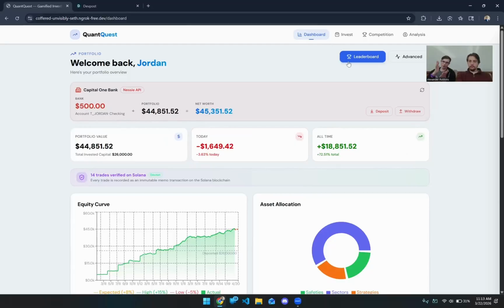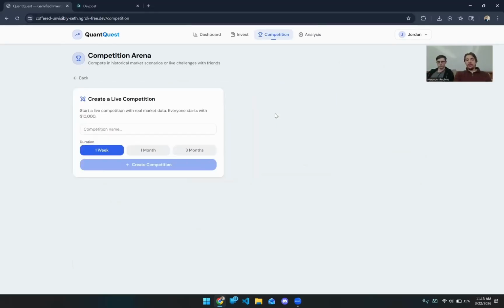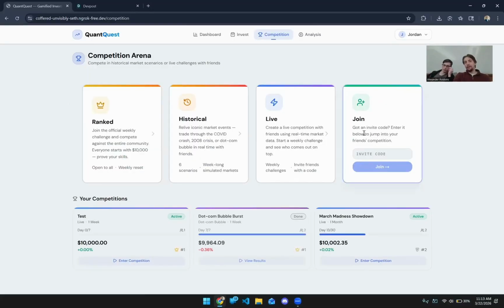And that leads us to the competitions. Under the competition section, we have three different types of competitions: ranked, historical, and live. Now, live competitions are the most simple of them. They just go for 1 week, 1 month, or 3 months. You can create any competition, and you'll have a code copied that you can use to invite your friends to join through the Join tab.